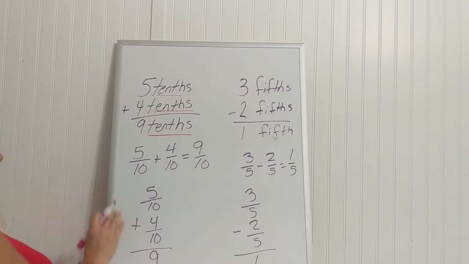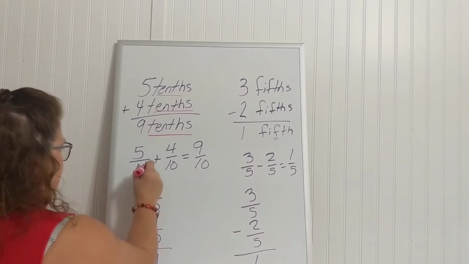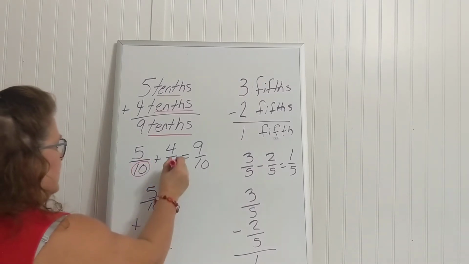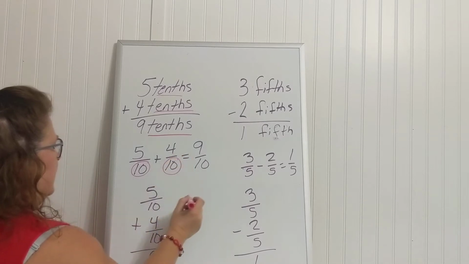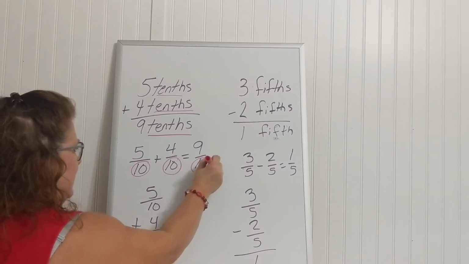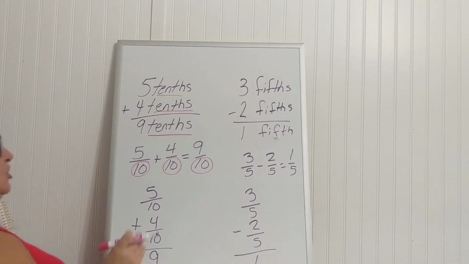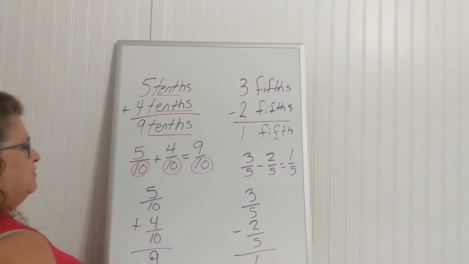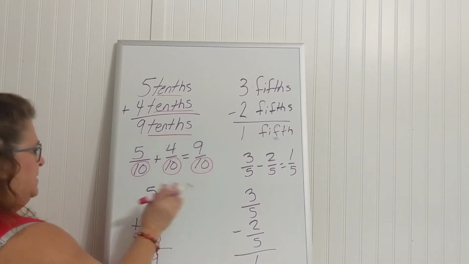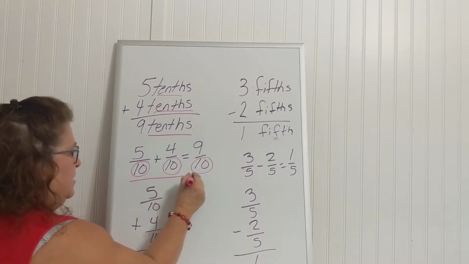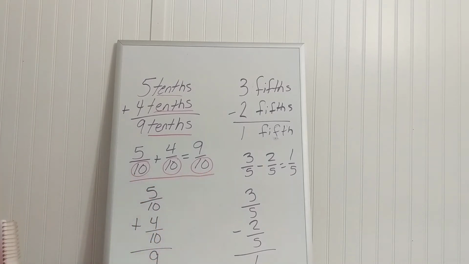So right here we have it written as a fraction. 5/10 plus 4/10 equals 9/10. So all we have to do is add our numerators together, and that will give us the answer. Our denominator never changes, it stays the same.